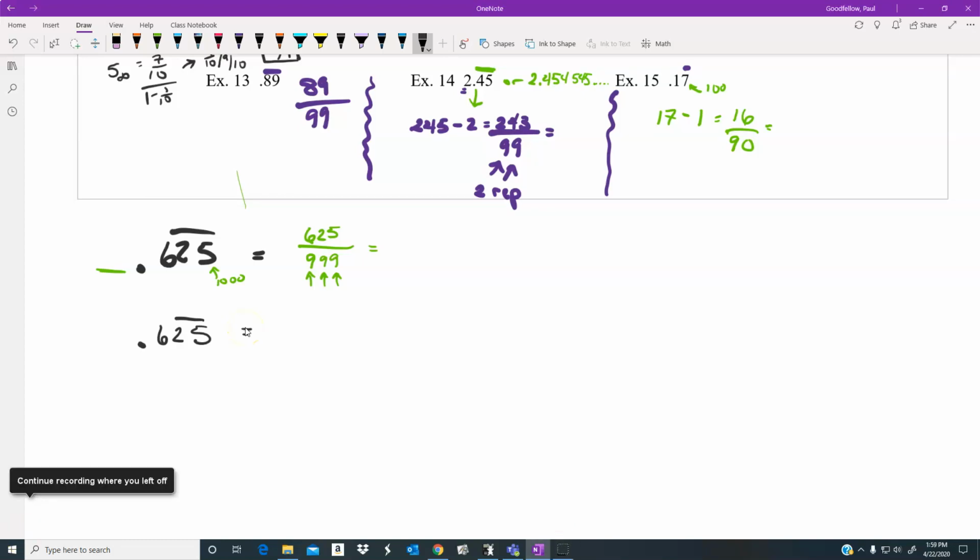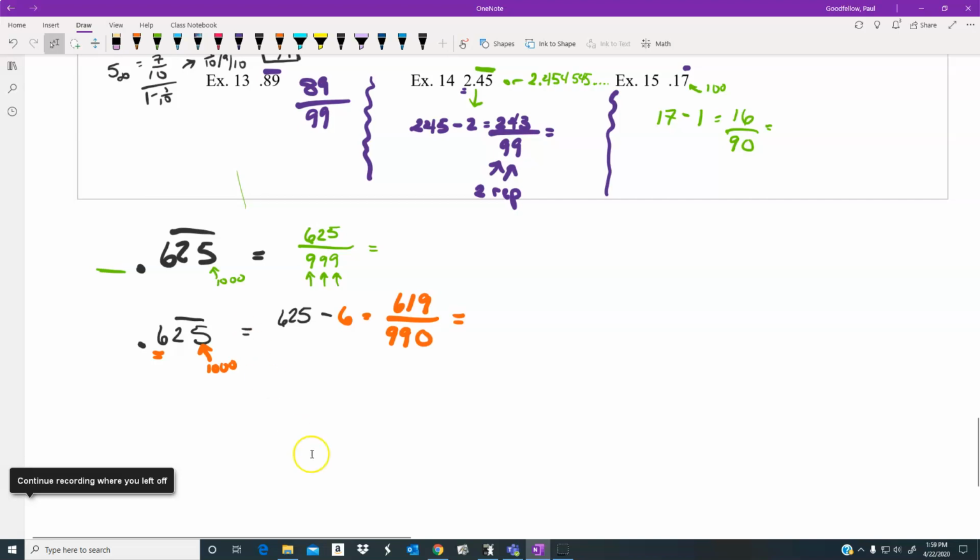then it would make sense that I probably want to do 625 minus whatever is in the front that's not being repeated, which is a 6. So I'm going to go minus 6 for my numerator. Well, that would be 625 minus 6, which is 619, divided by, but I'm still down here in the thousands place, but I'm not repeating 3 things. I'm only repeating 2 things. So I'm not going to put down 3 nines. I'm going to put down 2 nines.